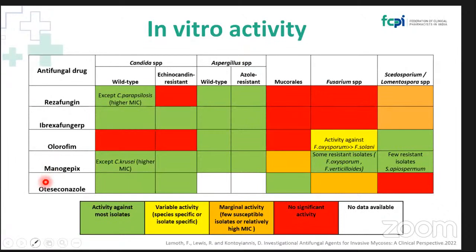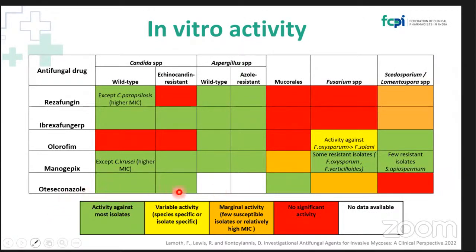Next, we have fosmanogepix. It has activity against Candida species, except Candida krusei. They have higher MIC values. It's active towards Aspergillus species, Fusarium species, Scedosporium species, and Lomentospora species, except for a few isolates.